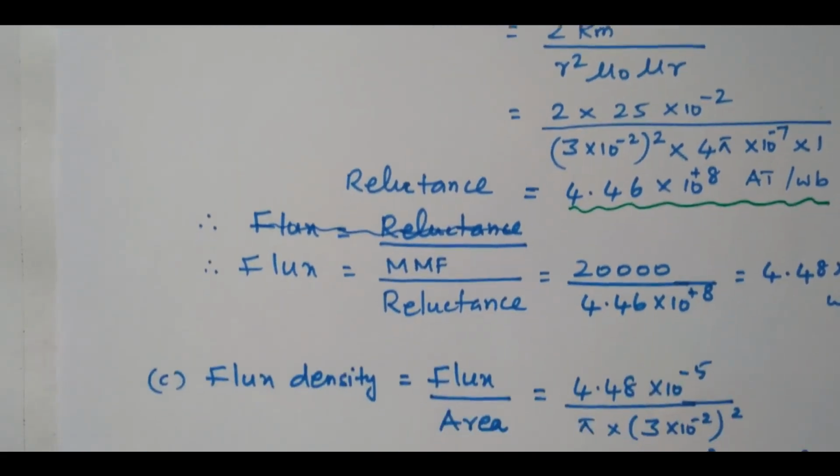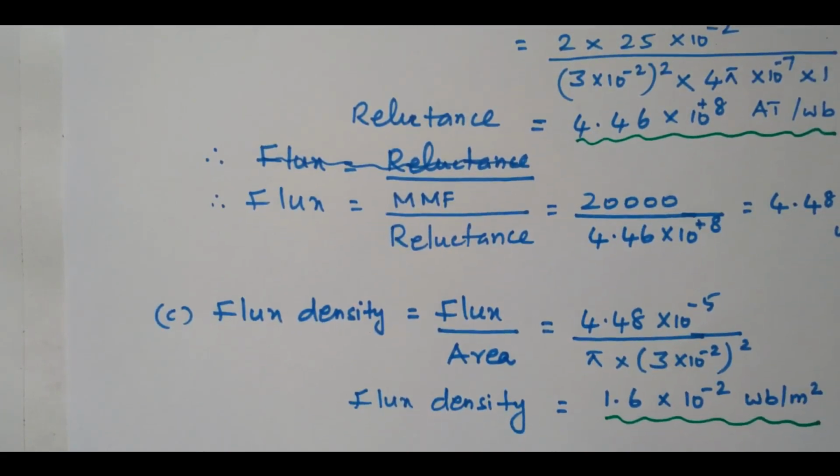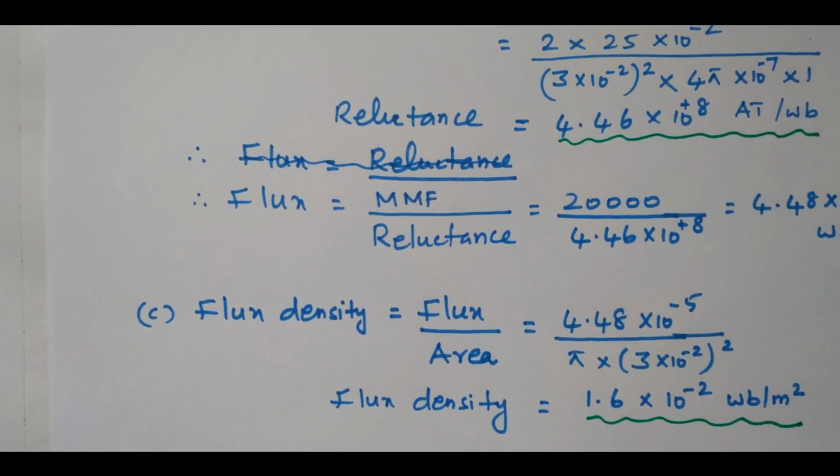Now we'll go to the third one, flux density. Flux density means flux divided by area, phi divided by A. The flux we calculated is 4.48 into 10 to the power minus 5, divided by the area, pi r square, that is pi into 3 into 10 to the power minus 2 squared. After simplifying, we got 1.6 into 10 to the power minus 2 Weber per meter square. The unit of flux density is Weber per meter square. Now we calculated all three parameters: mmf, flux and flux density. Now we'll go to the second problem.